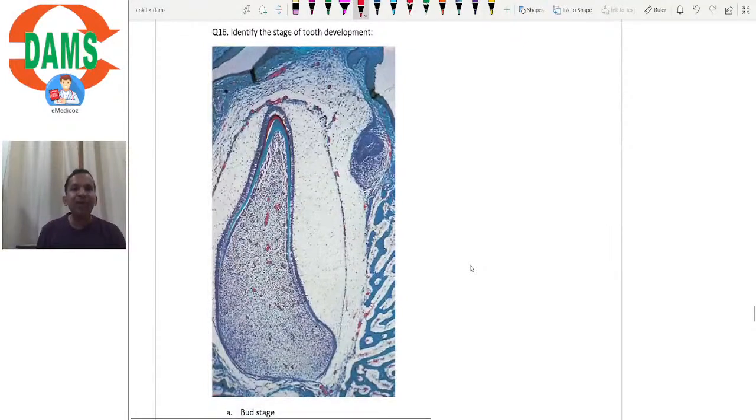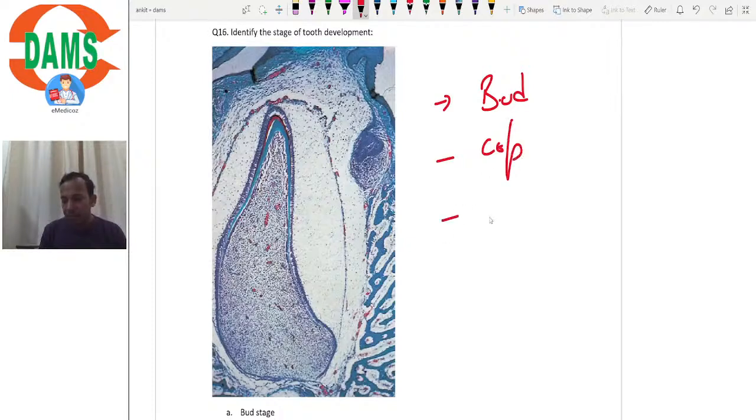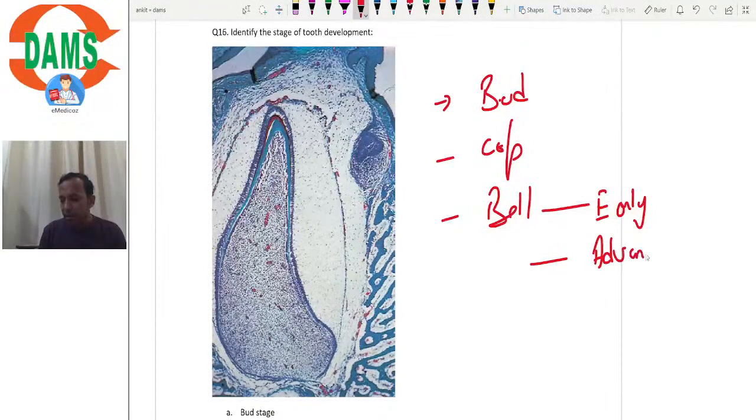Question 16. Identify the stage of the tooth development. So, how do we identify the stage of the tooth development? First of all, there are three stages, isn't it? Bud, cap, and bell. This bell can be further divided into early and advanced. Advanced or late, it's the same thing, right? So, what all can you appreciate in this diagram?